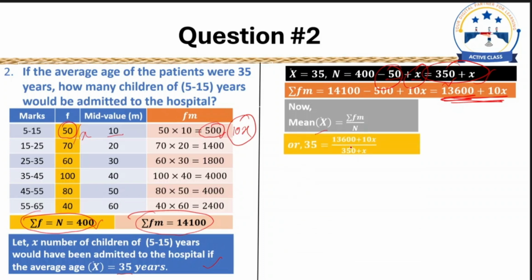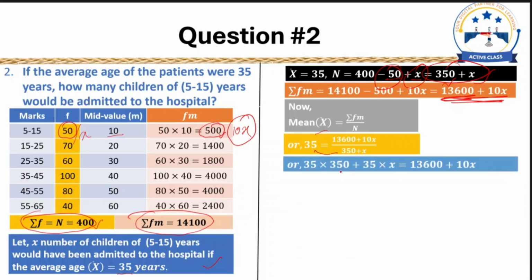35 times the summation fm, 13,600 plus 10x, divided by n, is 350 plus x. Now we do the cross multiplication. 35 multiplies the denominator and the numerator remains the same. 35 times 350 plus 35 times x equals 13,600 plus 10x.